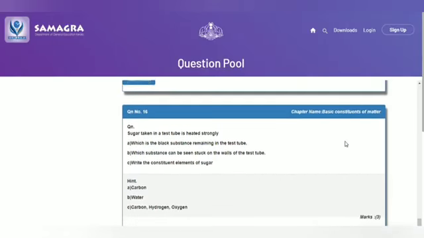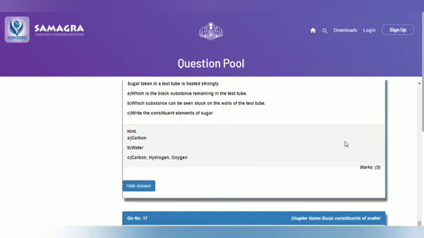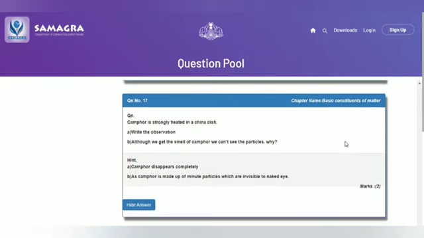16th question. Sugar taken in a test tube is heated strongly. Which is the black substance remaining in the test tube? Carbon is the black substance when sugar is heated. Which substance can be seen stuck on the walls of the test tube? Water. Write the constituent elements of sugar. Carbon, hydrogen and oxygen are the constituents of sugar.